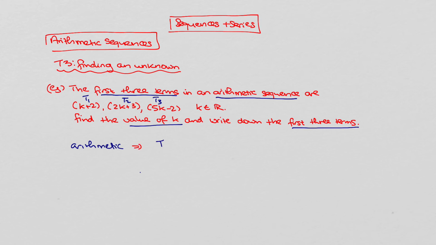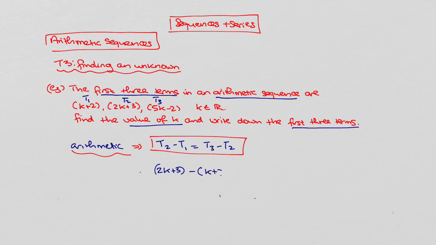So because it implies there is a common difference, we know that T2 minus T1 must equal T3 minus T2. So we're going to use that to help us find our unknown. So we'll have 2k plus 3 minus k plus 2 is equal to 5k minus 2 minus 2k plus 3.